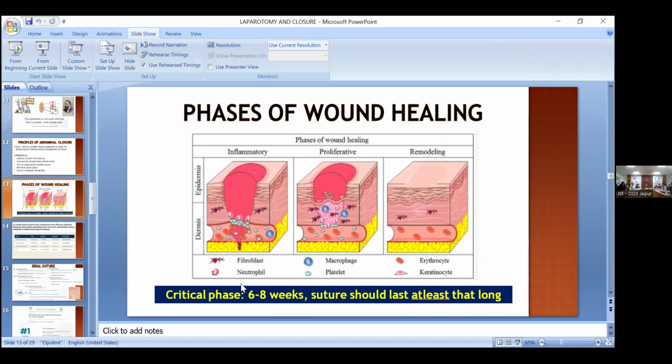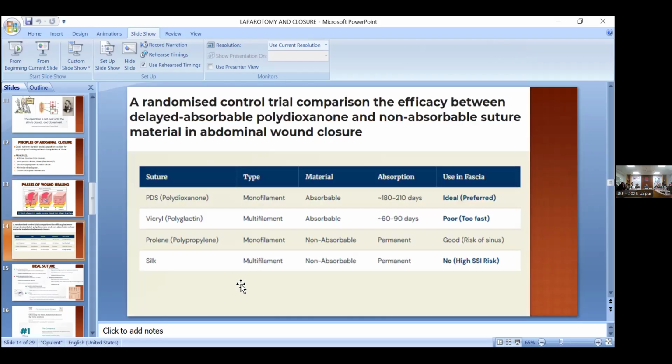So the critical phase in wound healing generally has a time frame of about 6 to 8 weeks, and whatever suture we are using should be durable enough to last that long. Multiple studies, multiple literature, and randomized controlled trials (RCTs) are available that study the different types of sutures that can be used for the abdominal wound.